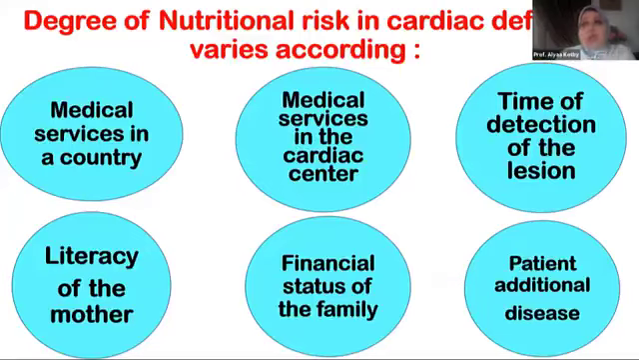Why the nutrition risk varies in different parts of the countries or different areas. The medical services are different in different countries, and even the medical services in the cardiac centers are not the same. You have to have a cardiac center that is fully equipped. They have the pediatrician who detects early. They have the nutritionist and the dietitian. They have the echocardiographer, the interventionist, and the cardiac surgeon. This is a complete treatment for the patient.